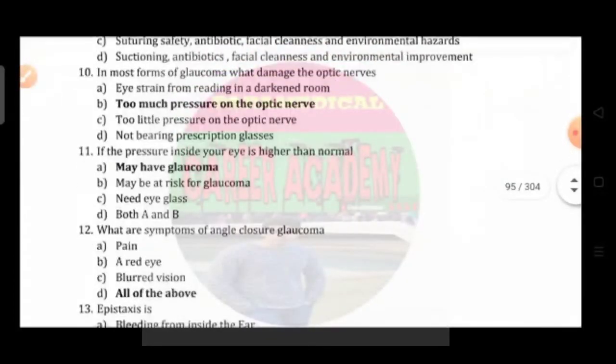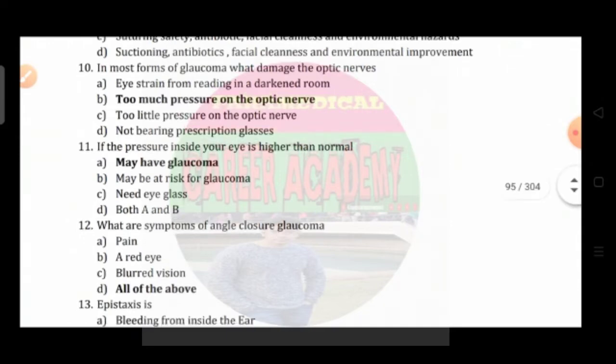Question number 10: In most forms of glaucoma, what damages the optic nerve? Option A, eye strain from reading in a dark room. Option B, too much pressure on the optic nerve. Option C, too little pressure on the optic nerve. Option D, not wearing prescription glasses. So the correct answer is option B.